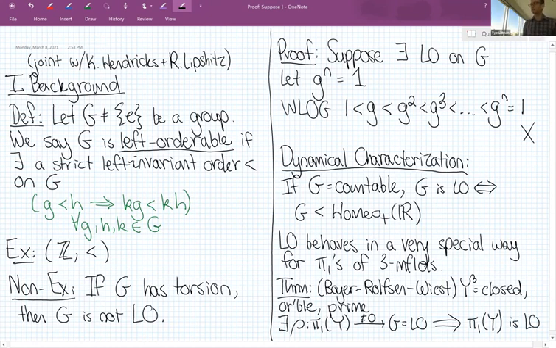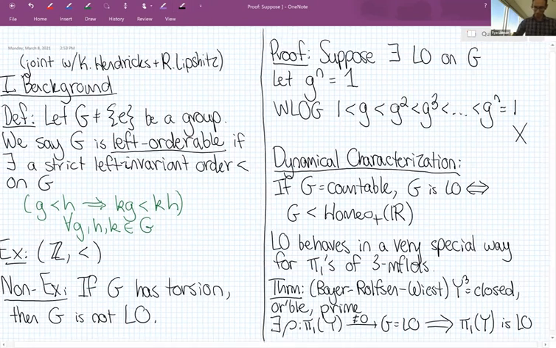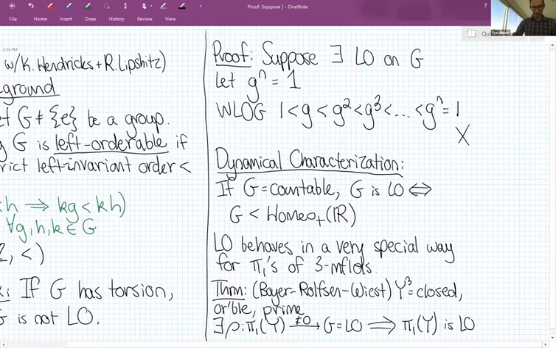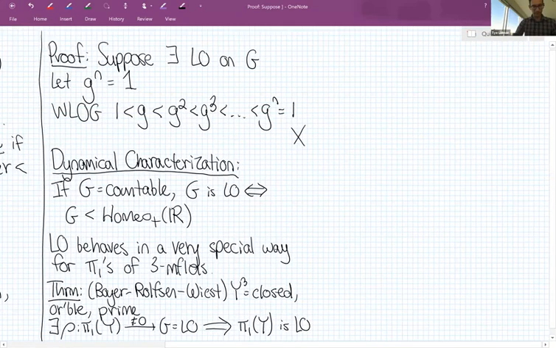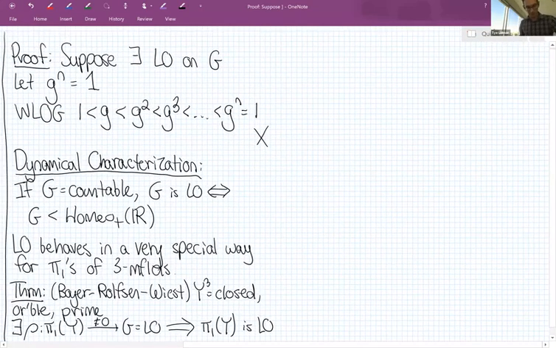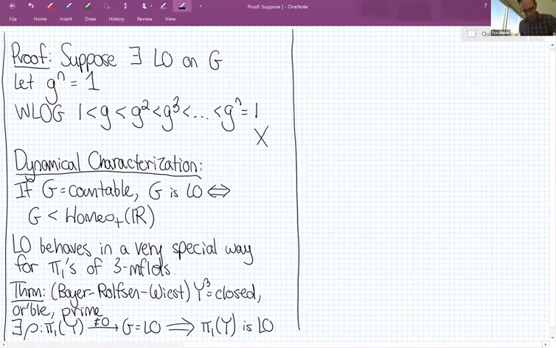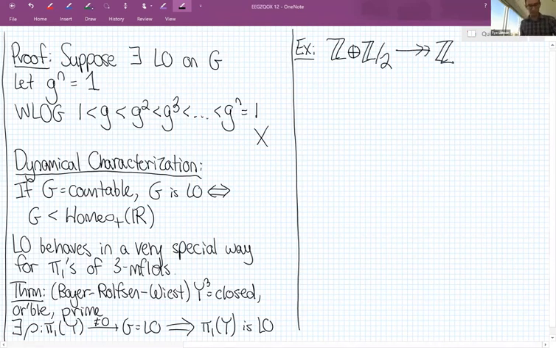So basically, if you have a representation to a left orderable group, then you are left orderable. And this residual property of left orderability is really special to three manifolds. And I'll illustrate that with an example. We could look at Z plus Z mod 2. And this surjects onto the group Z. Now Z is left orderable. We have just our usual order on it.